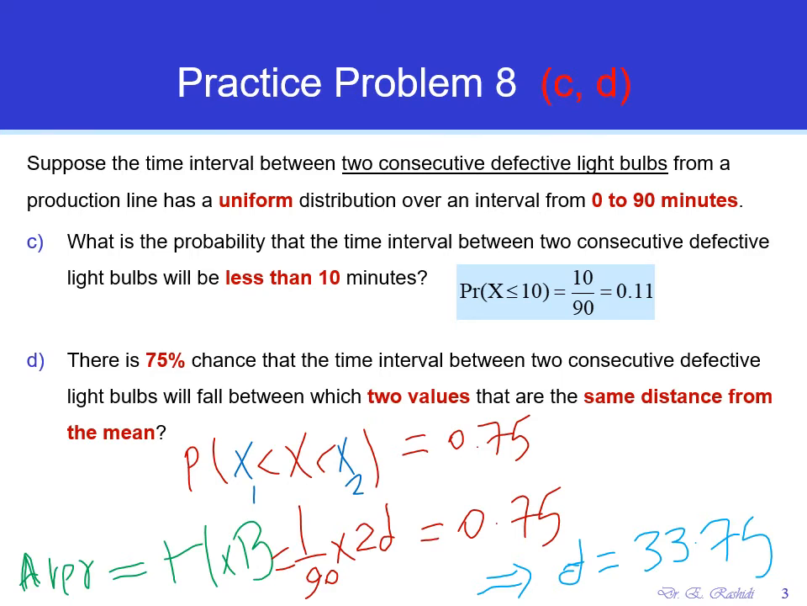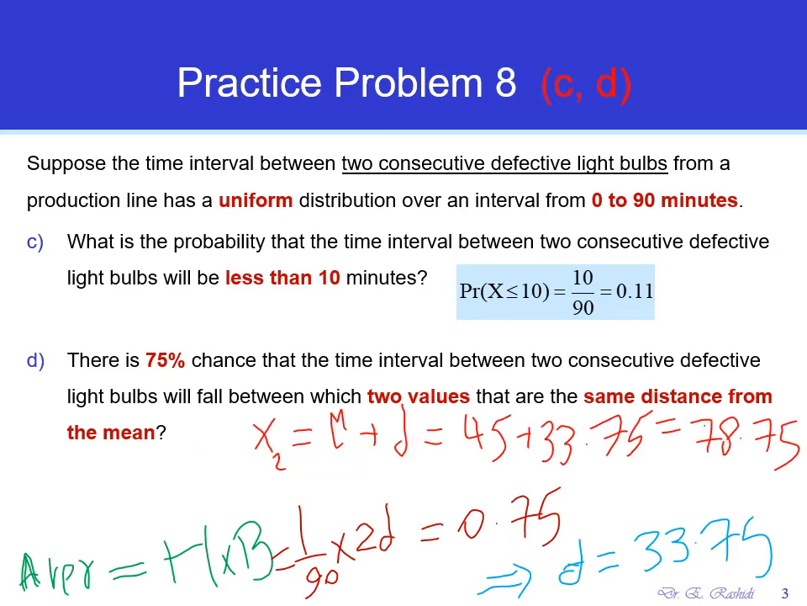All right, now that we have d, finding x1 and x2 is easy. x1 is on the left of the mean, that means 45 minus d, and x2 is 45 plus d. So x2 is mu plus d, which is 45 plus 33.75, that's 78.75. And x1 is mu minus d, which is 45 minus 33.75, and that's 11.25. So we have x1 equal to 11.25 and x2 equal to 78.75.